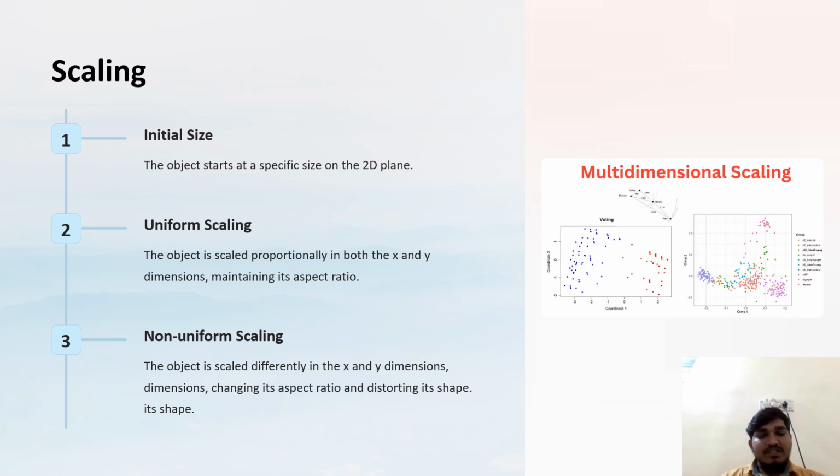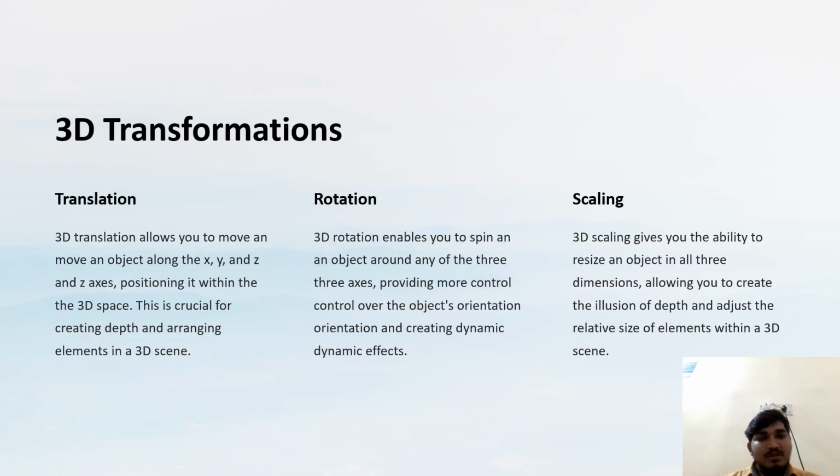And let us discuss scaling. There are three types: initial size, uniform scaling, non-uniform scaling. Coming to the initial size, the object starts at a specific size on the 2D plane. And let us discuss uniform scaling. The object is scaled proportionally in both x and y dimensions, maintaining its aspect ratio. And coming to the non-uniform scaling, the object is scaled differently in the x and y dimensions, changing its aspect ratio and distorting its shape.